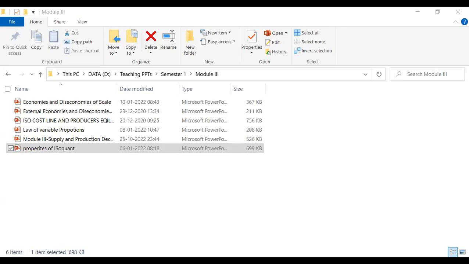Isoquant is downward sloping. Isoquant is convex to the origin. Isoquants do not intersect each other. Isoquants do not touch the axis. Did you write? I hope you have written.